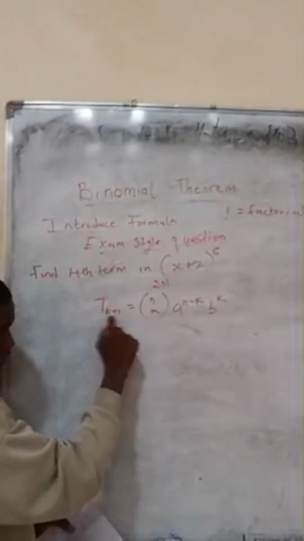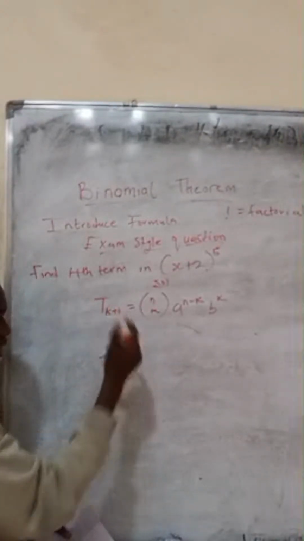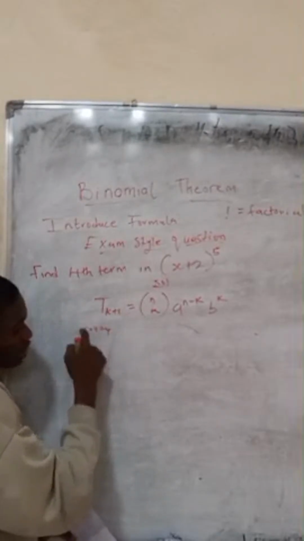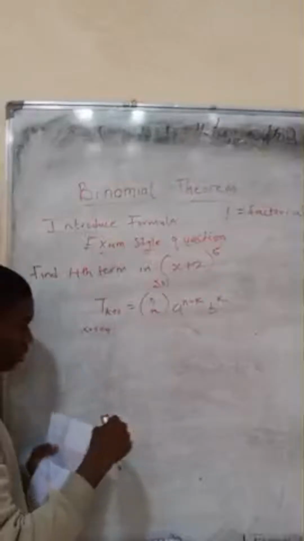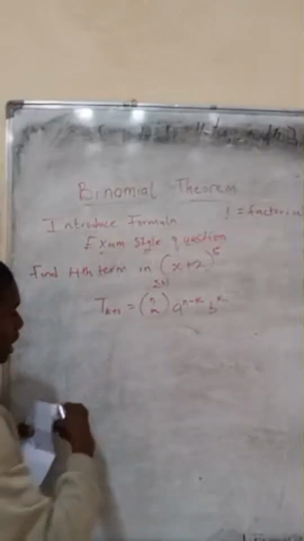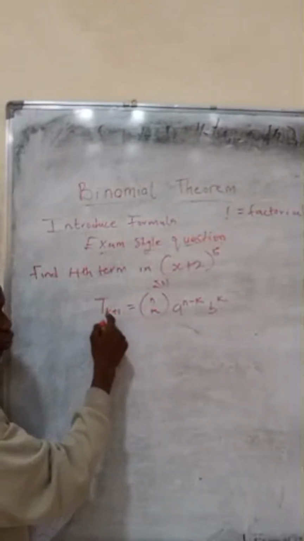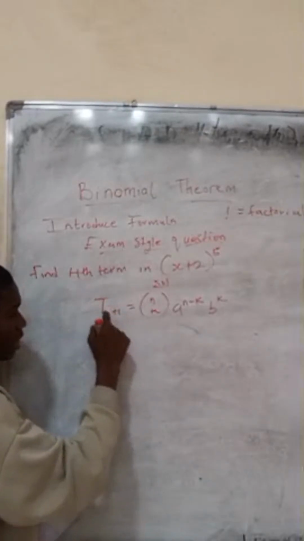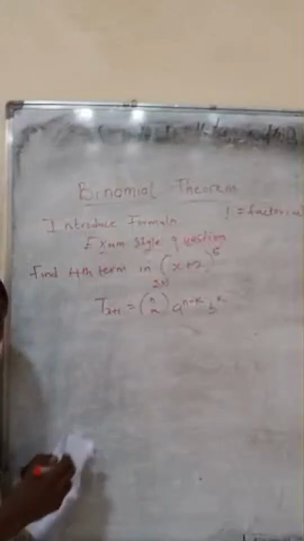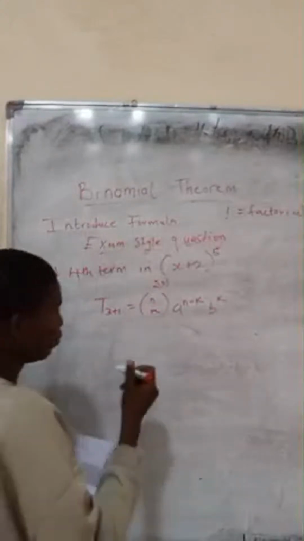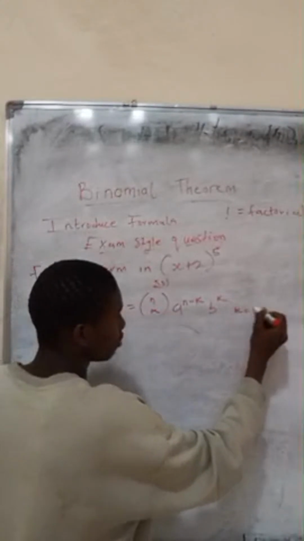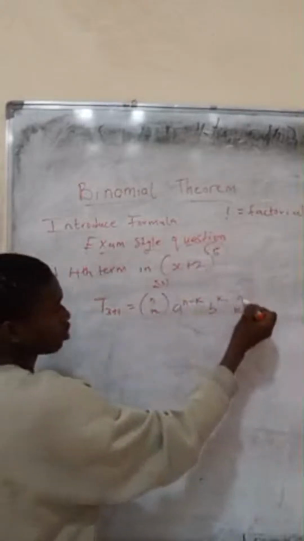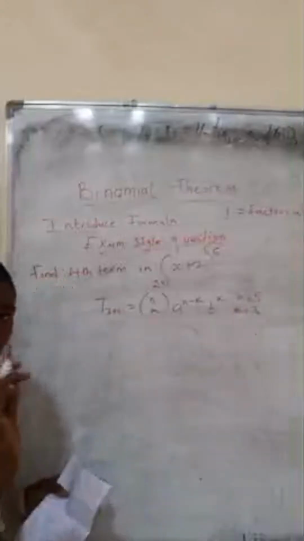So if this place is supposed to be 4, then it simply means k plus 1 is going to be equal to 4. So the value of this k should be 3. You understand? Guys, for the fourth term, which is 4 that we are looking for, we need to replace this k here with 3. Hope you understand what I'm doing. So I've got the value of k. And my value of n is this power here, which is 5.